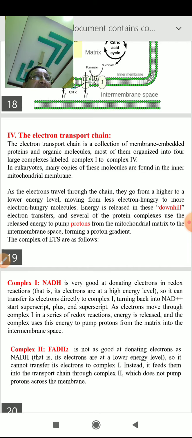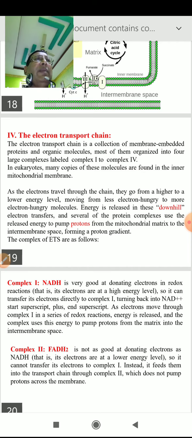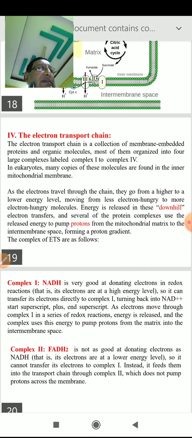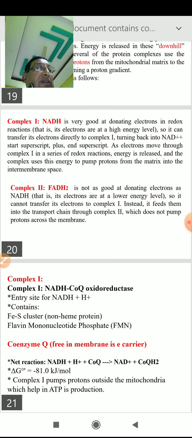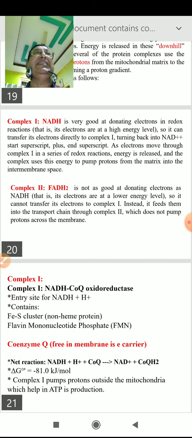Energy is released in the downhill electron transfer, and several of the protein complexes use the released energy to pump protons from the mitochondrial matrix to the intermembrane space, forming a proton gradient. The complexes of the ETS are as follows. In my next slide, I am giving the different complexes. So first, complex 1, which is popularly known as NADH.